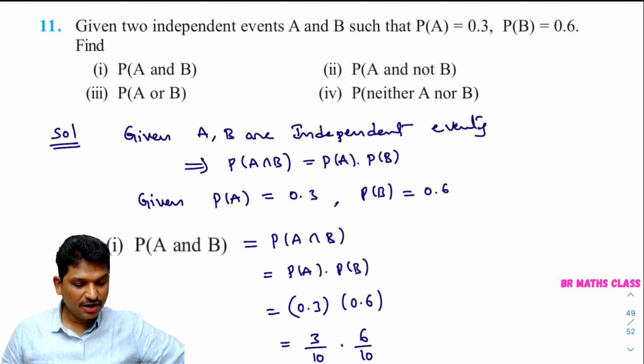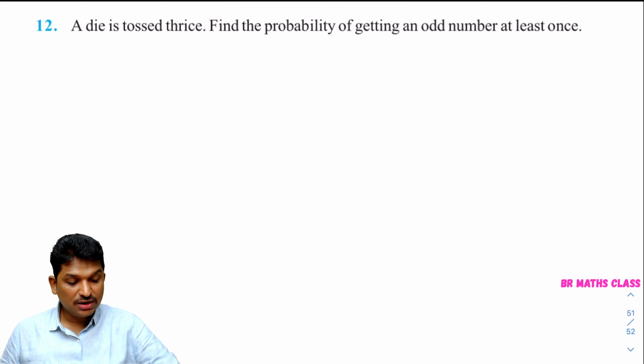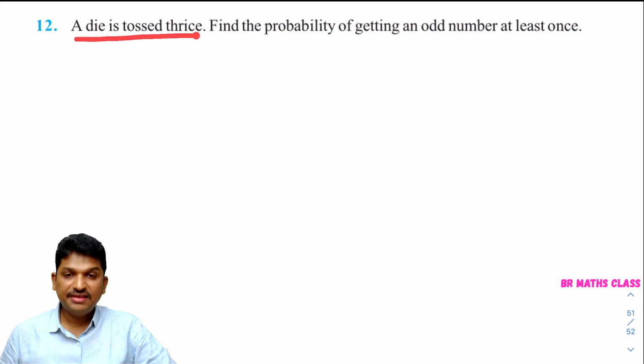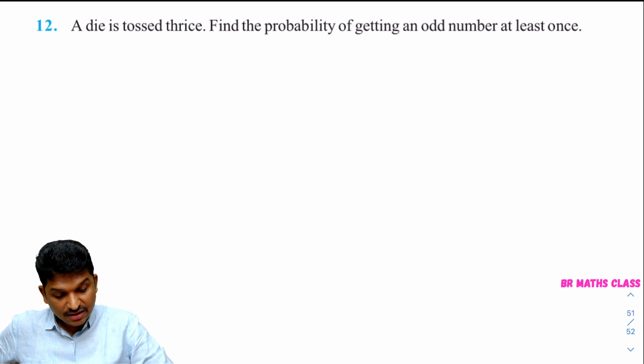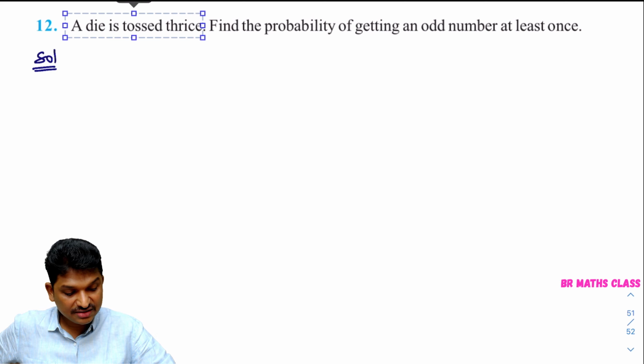Okay. Now question number 12. What are they asking in this question number 12? A die is tossed thrice. Okay. I'll write the random experiment. Random experiment is a die is tossed thrice.